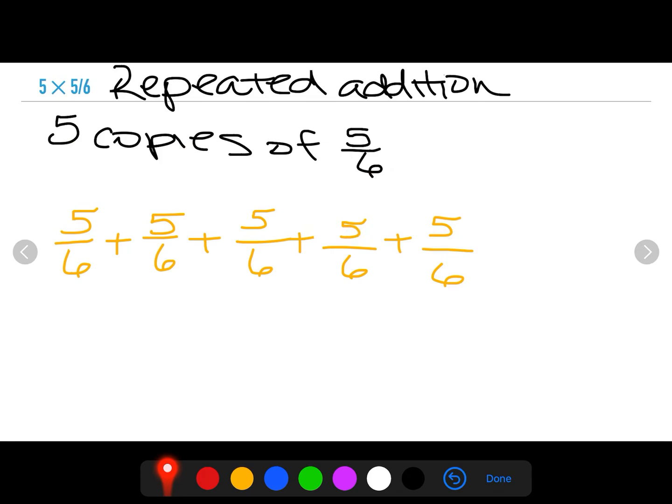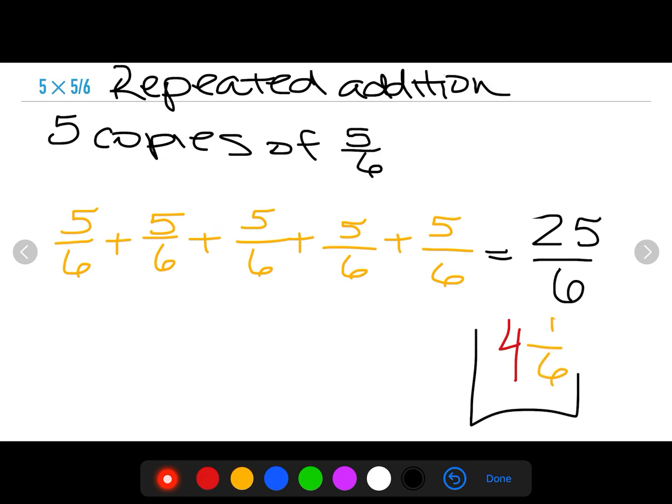1, 2, 3, 4, 5. And we already know our denominator stays the same, and we're adding our numerator. 5 plus 5 is 10. 10 plus 5 is 15. 15 plus 5 is 20. 20 plus 5 is 25. 25/6 is the same thing as saying 4 and 1/6. You guys, we just multiplied 5 times 5/6 3 different ways.